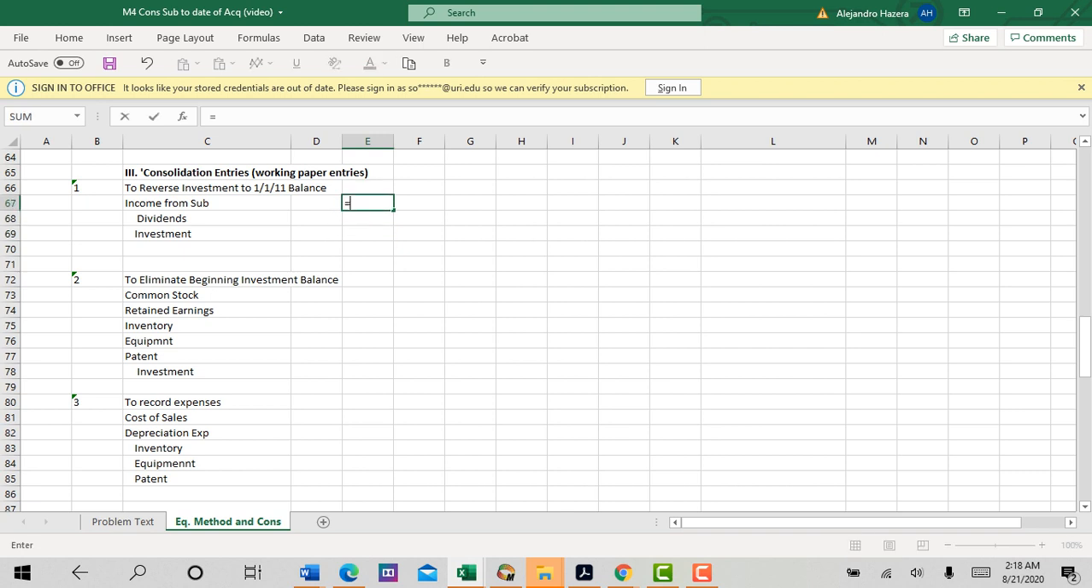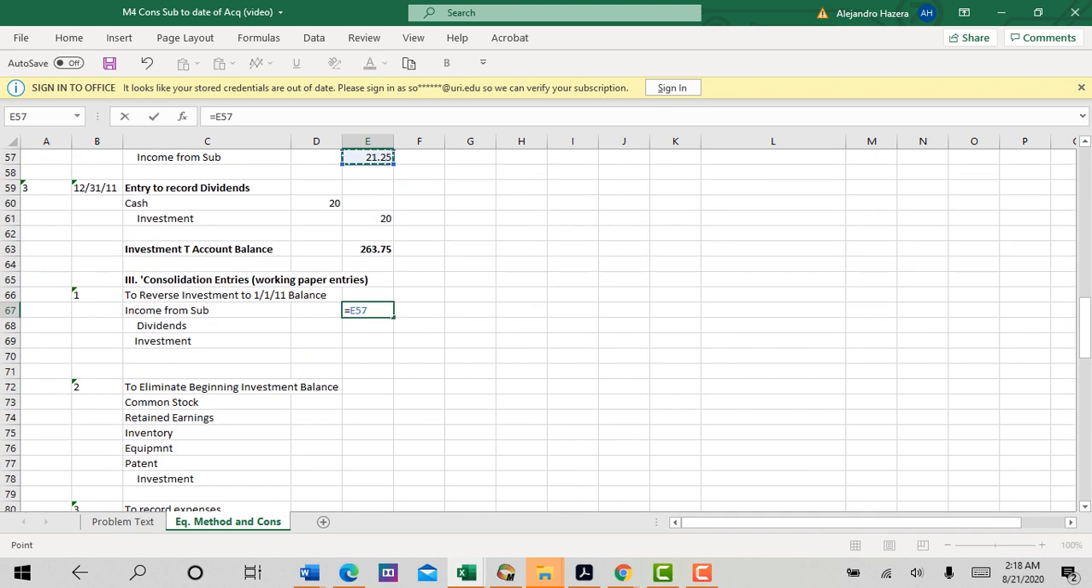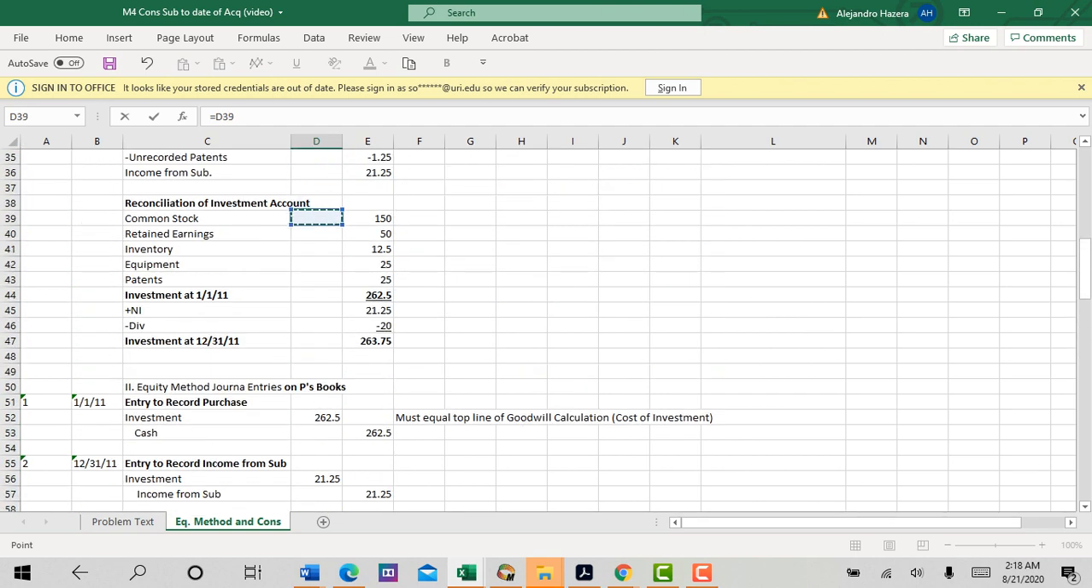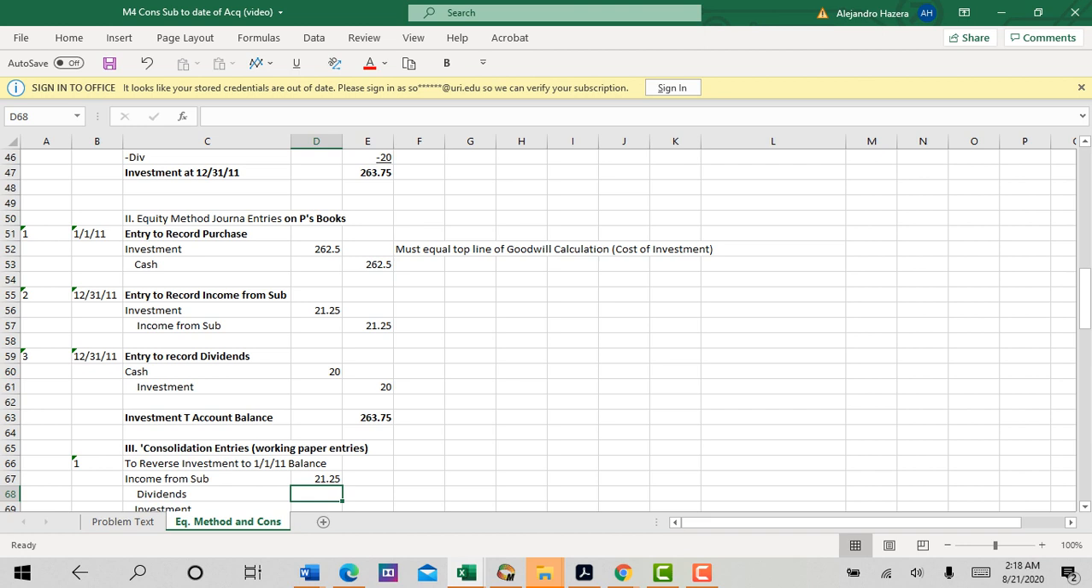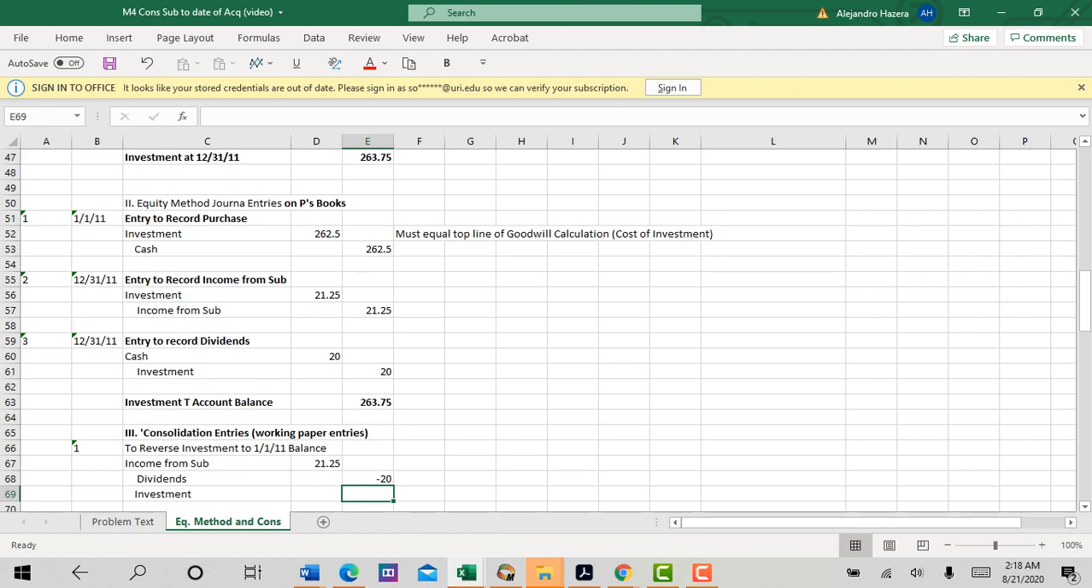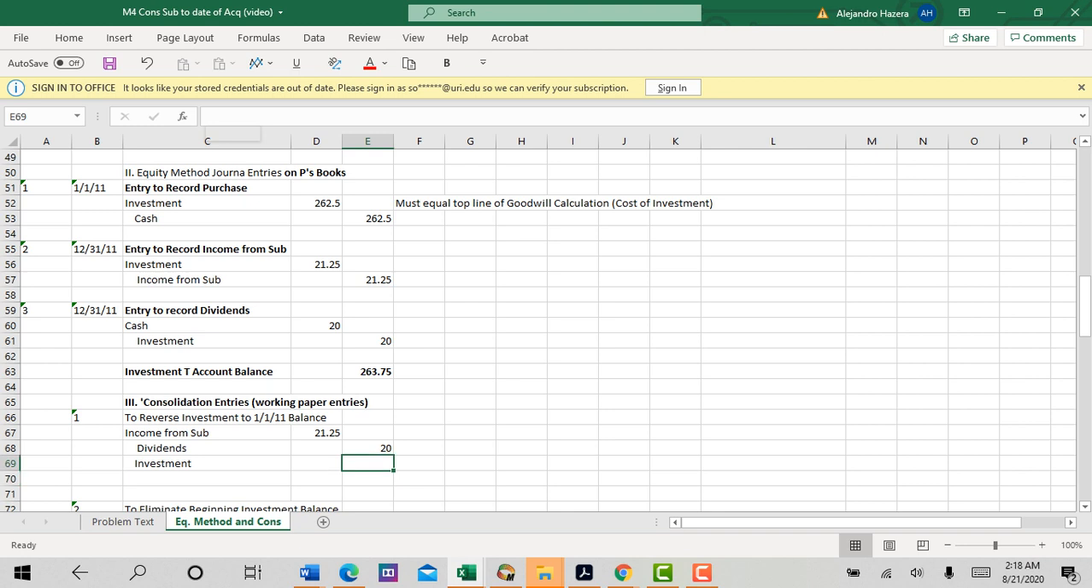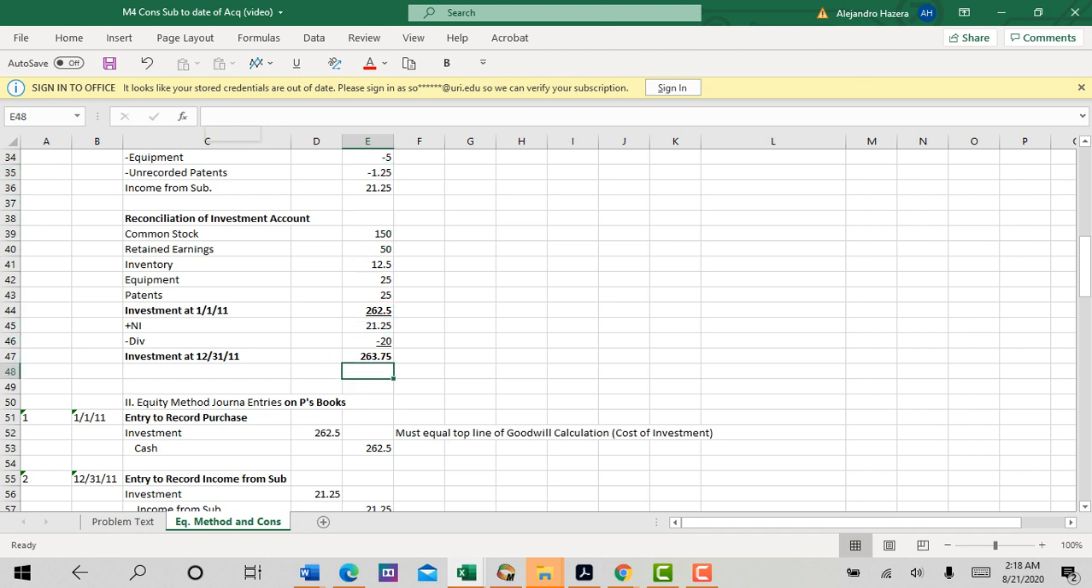Okay, so income from sub, we'll put them in the same column. First thing to do is we're going to debit income from sub to 21.25, and we're going to credit dividends. I'll make that a negative so it's positive. We're going to credit dividends for 20, and we take the difference. The difference is the plug, and it goes into the investment account. We're going to reduce the investment account by 1.25. And notice when we get to the consolidation, that 1.25 reduced the investment account from 263.75 to 262.5.